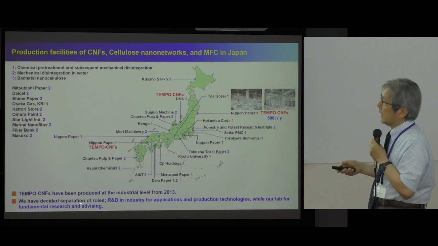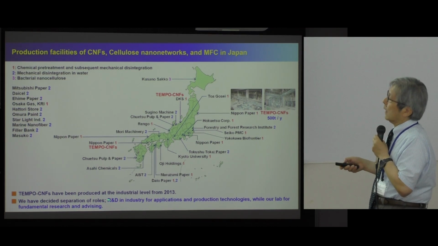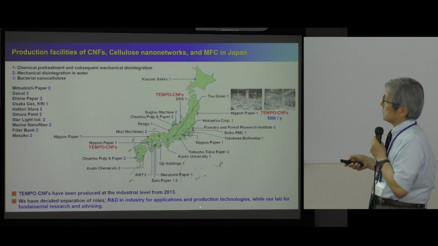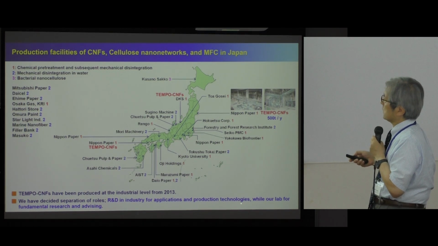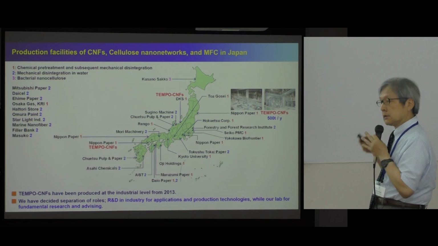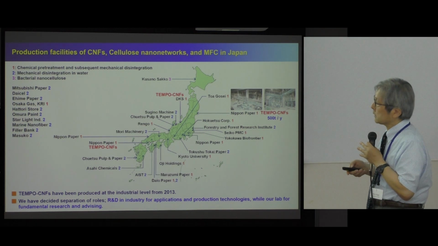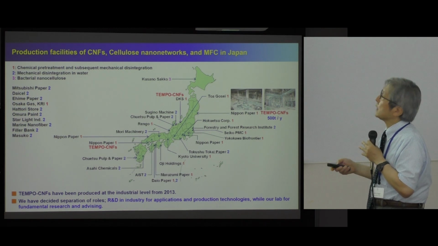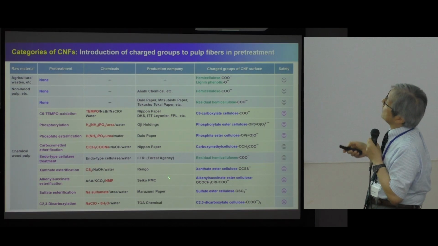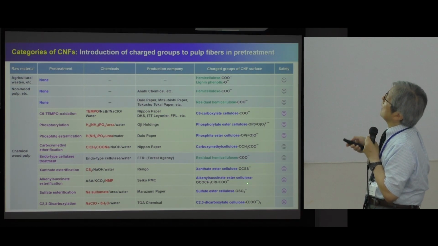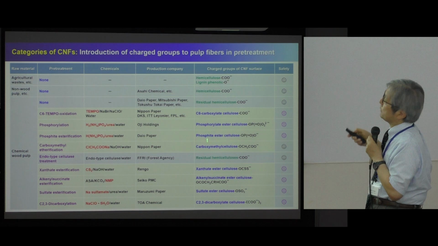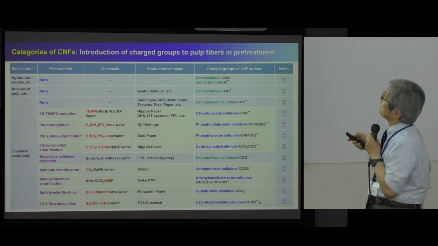So we have decided on a separation of roles: R&D in industry for application and production technologies, while our laboratory focuses much more on the fundamentals and advising. See, there are so many various cellulose nanofibers developed, primarily in Japan.